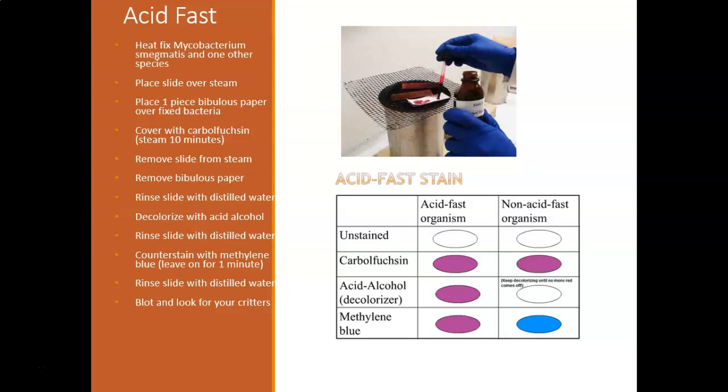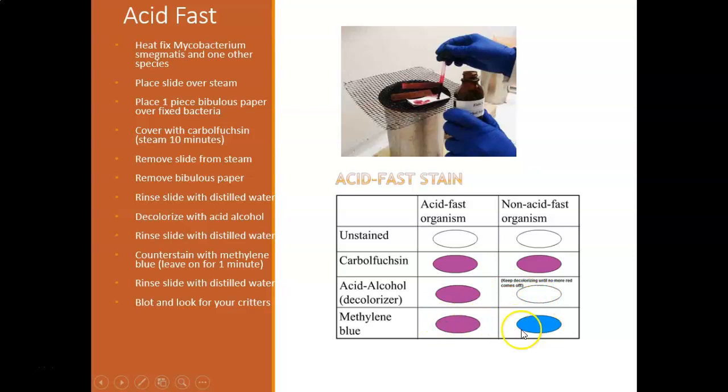What happens is, after that 10-minute period of steaming, all cells are going to be this pinkish color. Then you decolorize with acid alcohol. The mycolic acid in the mycobacterium helps to retain that stain color, whereas the non-acid fast cells are going to turn clear.